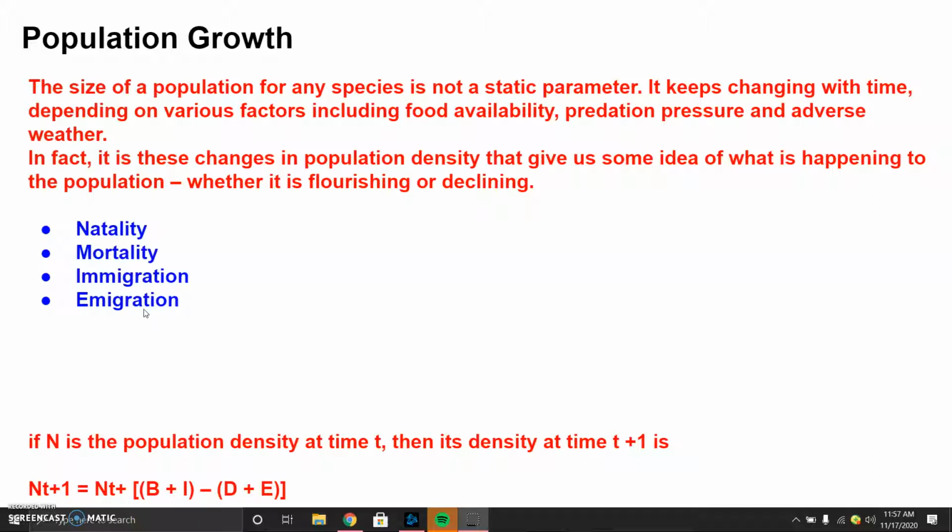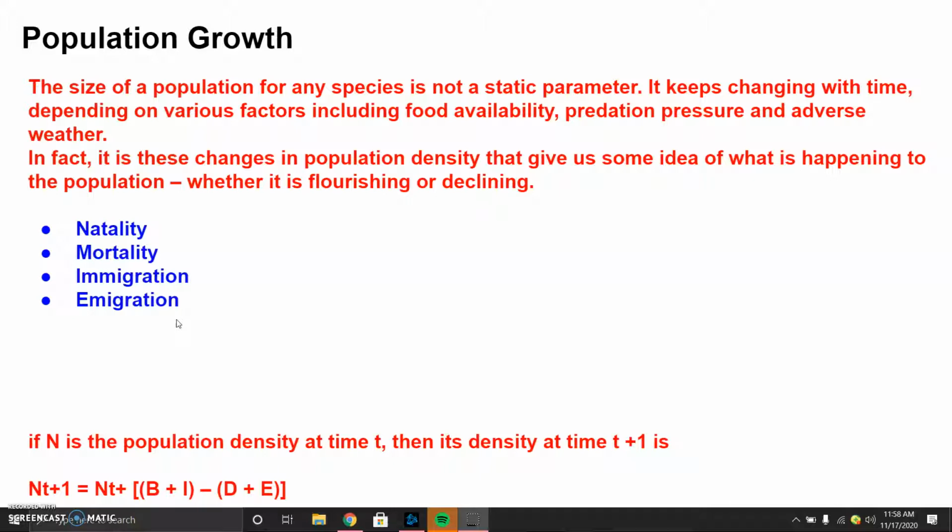the population. So natality, what is natality? It refers to the number of births during a given period in a population that are added to the initial density. What is mortality? Mortality is the number of deaths in a population during a given period. Immigration, what is immigration? Immigration is the number of individuals of the same species that have come into the habitat from elsewhere during the time period under consideration. And what is emigration? Emigration is the number of individuals of the population who left the habitat and gone elsewhere during the time period under consideration.